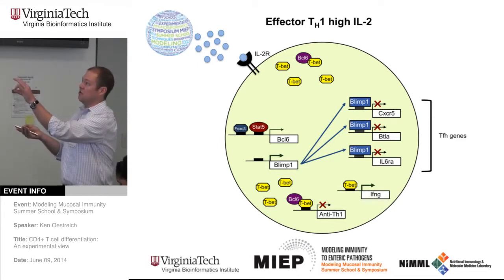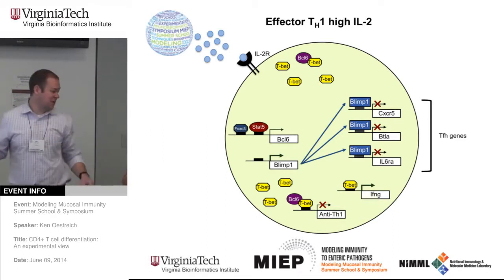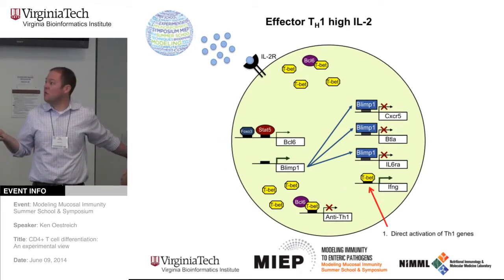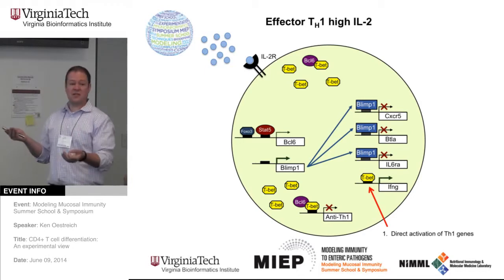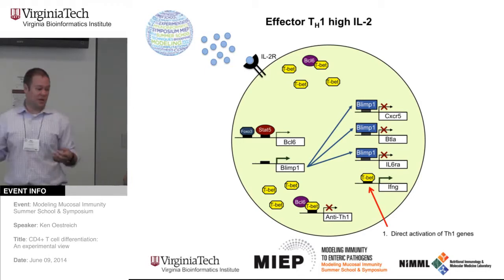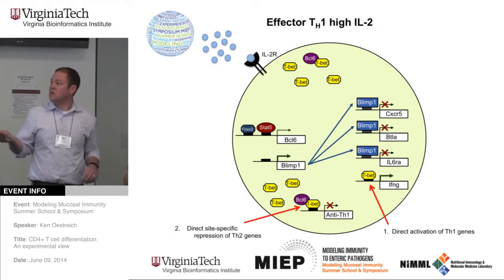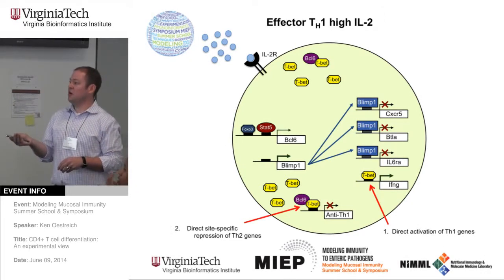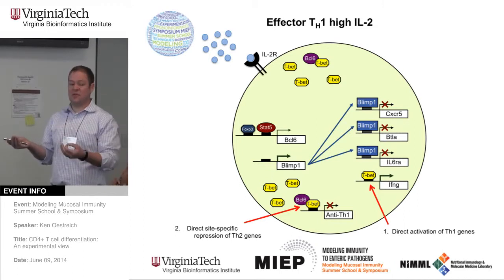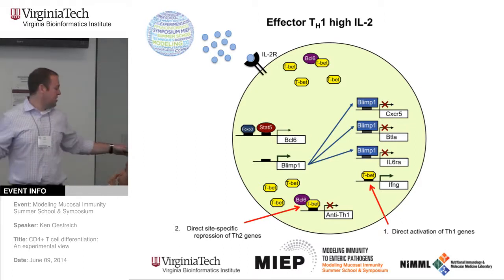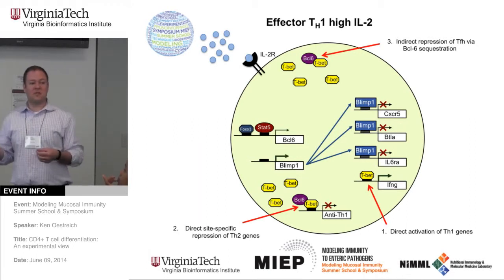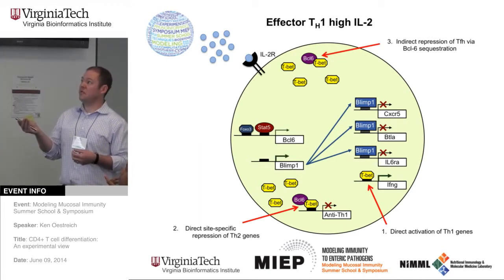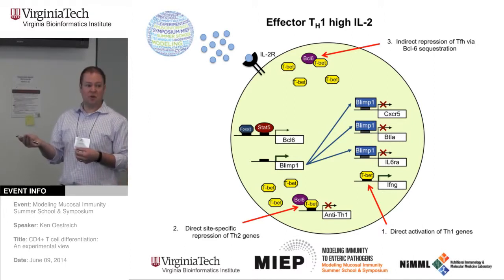This is a snapshot or a cartoon of what we think is going on in Th1 development, where TBET has basically three main functions that we know of. One, it's able to directly bind to and transactivate classical Th1 genes like interferon gamma. Two, it can actually interact with and recruit BCL6 to create a TBET that has these site-specific repressive capabilities, where it turns off these Th2 and Th17 genes. And then three, it indirectly represses the TFH profile by sequestering BCL6 away from BCL6's target genes, one of which is another transcriptional repressor called BLIMP1.